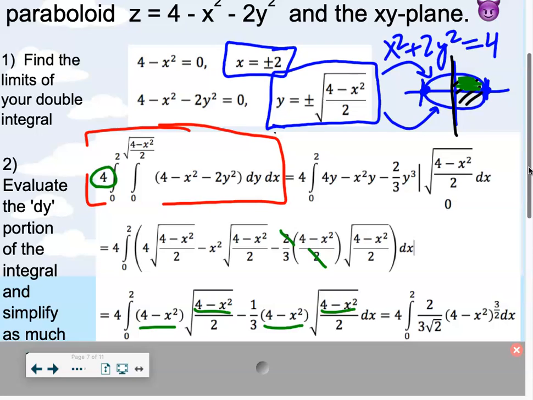Well, this thing is the same stuff inside. So it's just 4 minus x squared to the first times 4 minus x squared to the 1/2. You add your exponents and you get that. Oh, nothing, right? We haven't even started on the integral stuff yet.